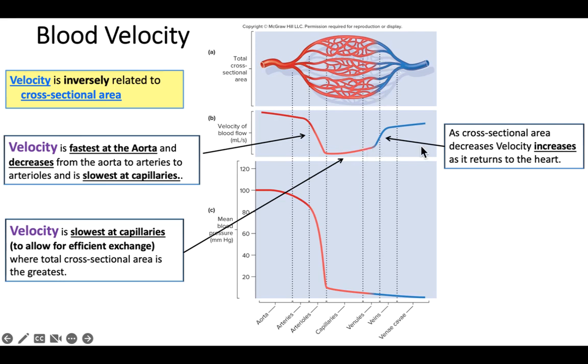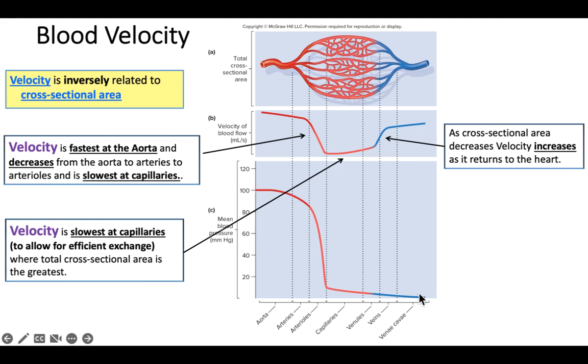Then once we leave the capillaries, these blood vessels start to merge together, the cross-sectional area goes down, and then the velocity starts to go up again. Now it's never going to get as fast as the aorta, but notice in the vena cava, the blood moves faster than in the capillaries.